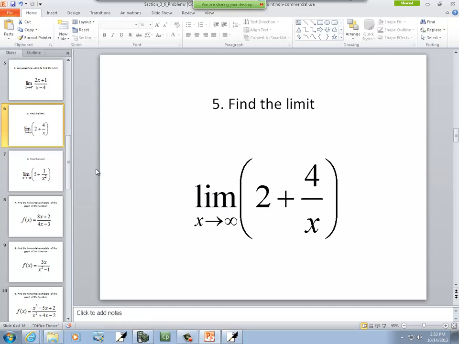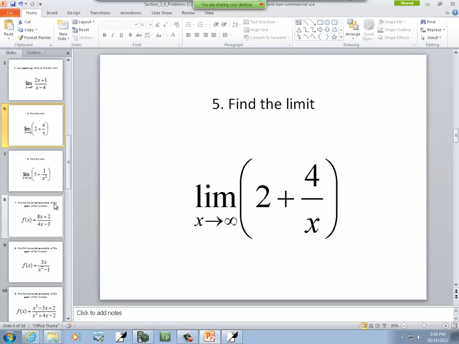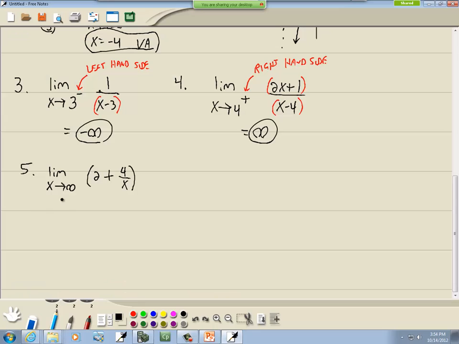Limit as x goes to infinity of 2 plus, well actually I'm sorry, this is the next type. This just says find the limit, doesn't say use your graphing utility. Now, infinity, well one method we have is just go ahead and plug that in for x. So I got 2 plus 4 over infinity.